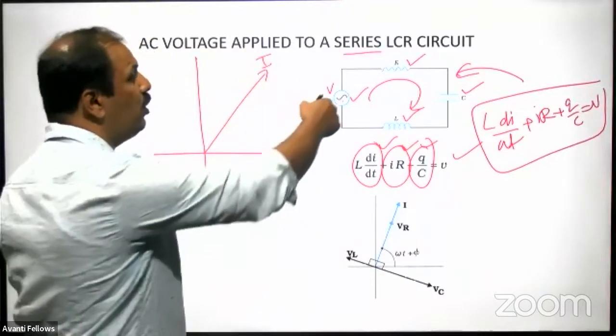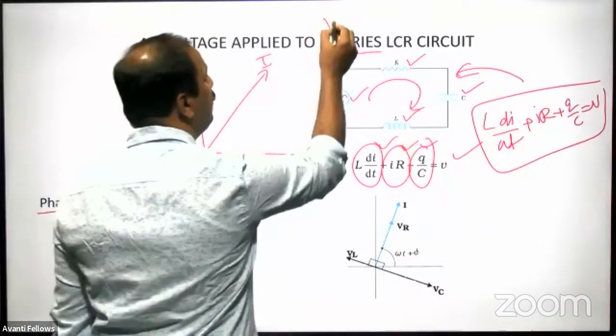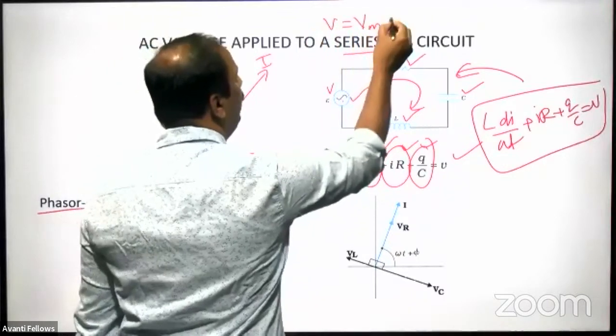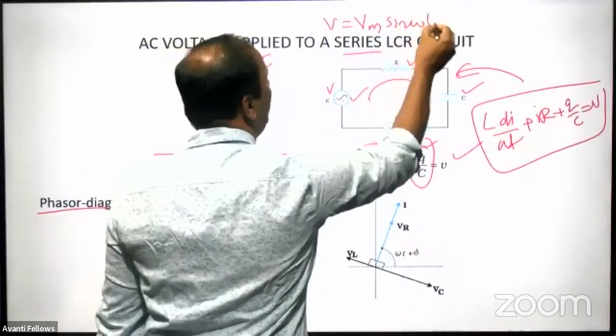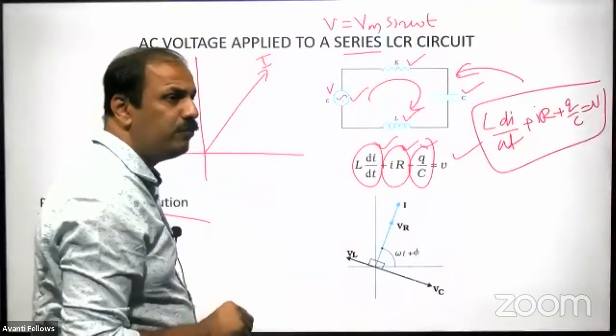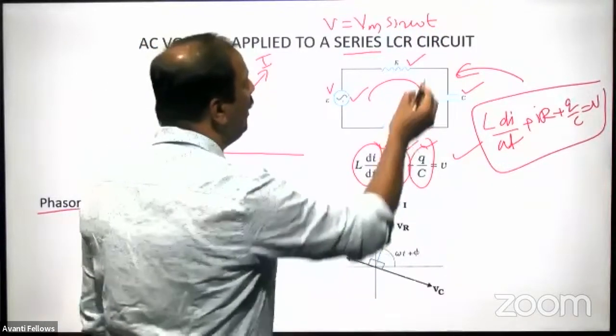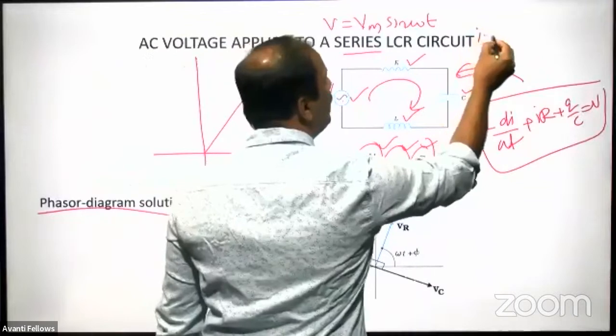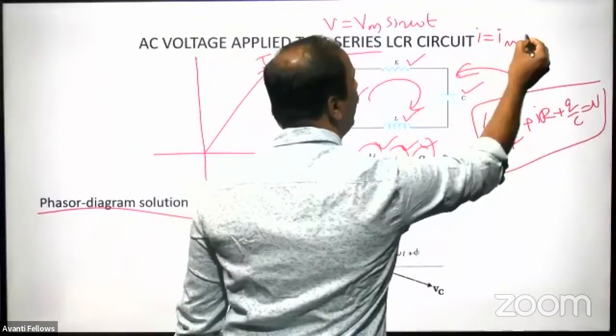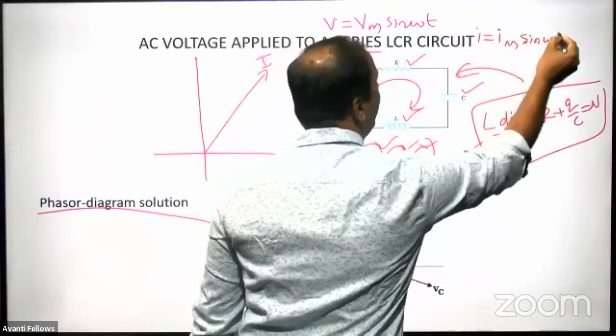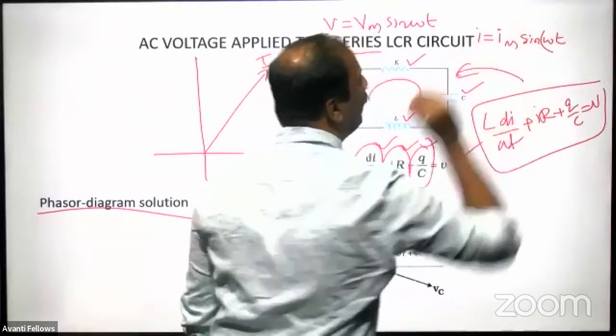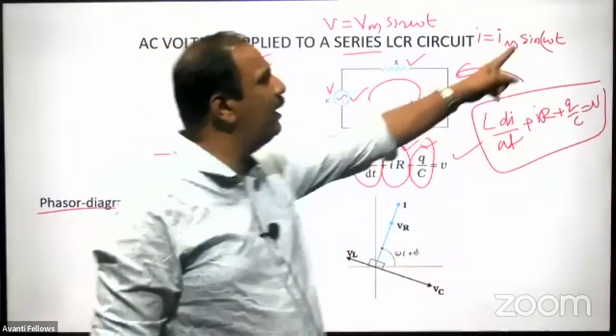Now what is the source voltage? Source voltage is V is equal to Vm sin omega t. And what about the final current? Final current will be I is equal to Im sin omega t. This is not over, because in the resistor we have like this.